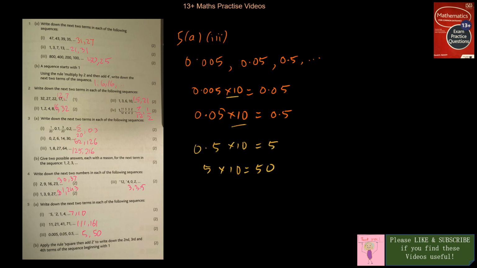The next one is all about decimals, and what are we doing here? I think we are going to multiply by 10. So if we multiply by 10, we get 0.05 times 10 is 0.5, 0.5 times 10 is 5, 5 times 10 is 50. So that's quite straightforward.